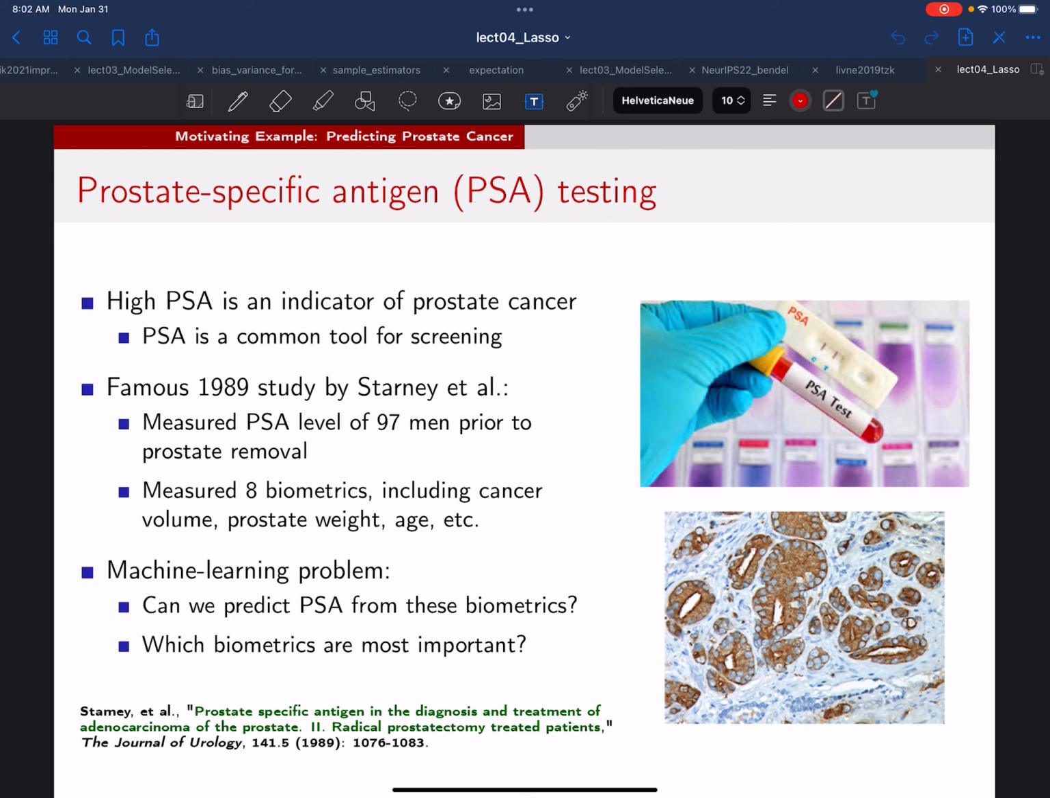There's something that you can measure in the blood called PSA, which is a commonly used indicator of prostate cancer. And there's a famous study that's used in a lot of machine learning classes where they had 97 patients that they were going to take out their prostates, and then they could measure various things about them, including PSA. The way this data set is usually used in machine learning classes is you try to predict PSA from the various things that they measured on these patients.